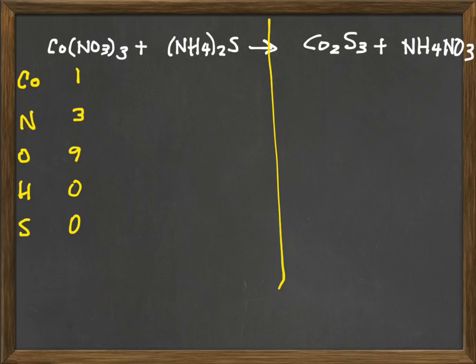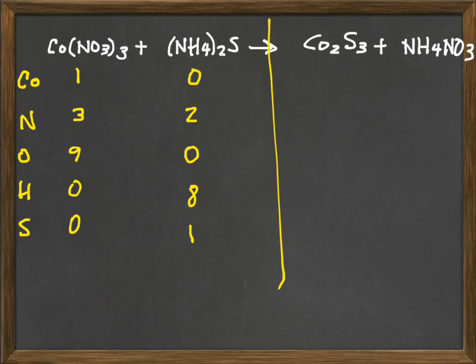And we'll look at the other reactant. No cobalt atoms in that reactant. This says NH4, 2. That means there are 2 polyatomic ions of ammonium, 2 NH4s. So that would be 2 nitrogen atoms. There's no oxygen, and there's 8 hydrogens and 1 sulfur.